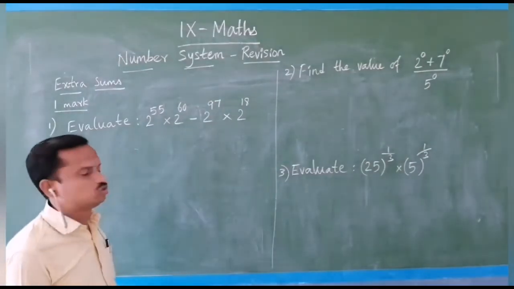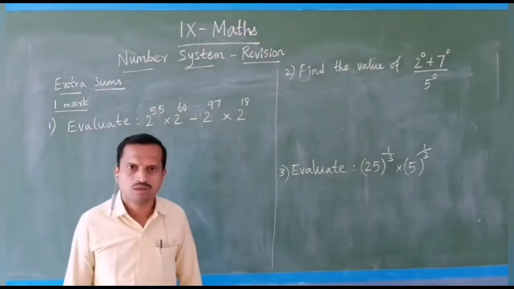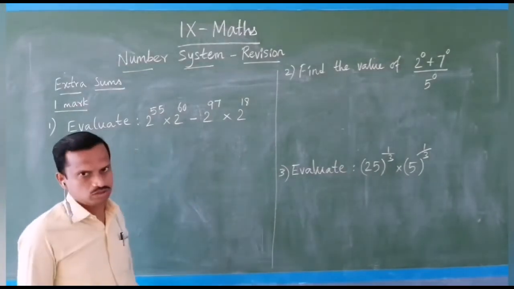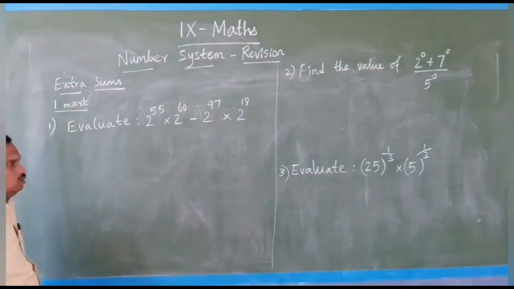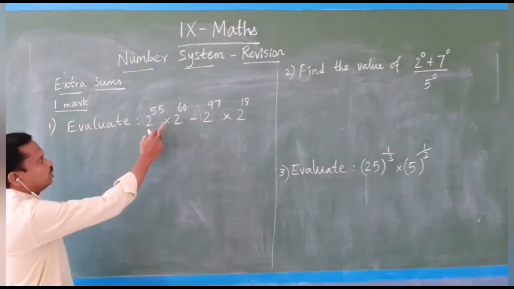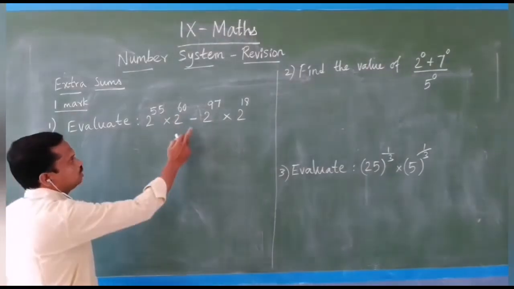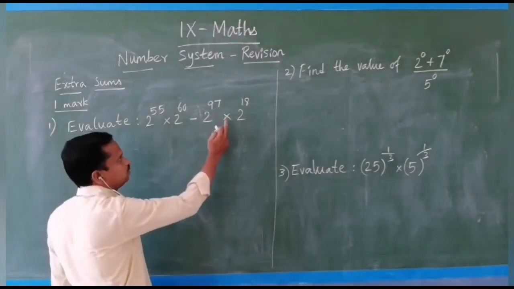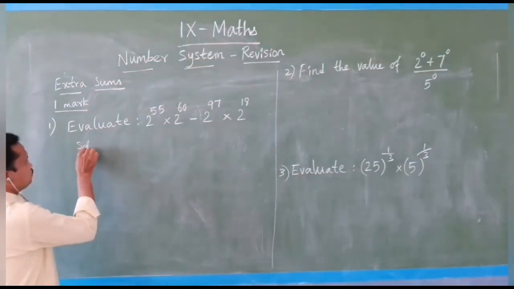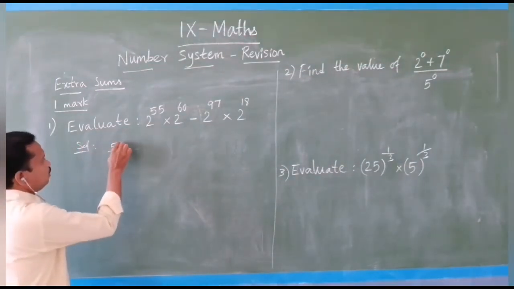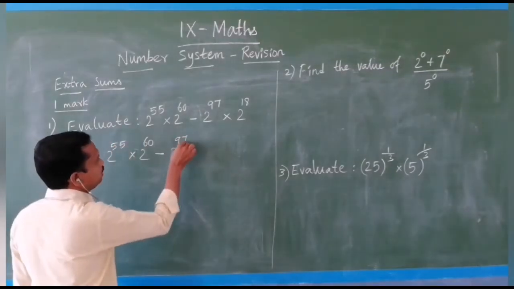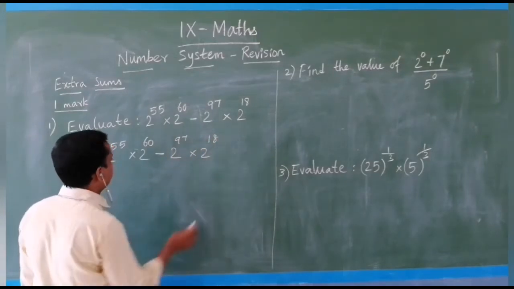And now we will see a few sums pattern wise: 1 mark, 2 mark, 3 mark, 4 mark, like that. So these are some extra sums. So first we see 1 mark. Evaluate 2 to the power 55 into 2 power 60 minus 2 power 97 into 2 power 18. So how to do this? Just 2 power 55 into 2 power 60 minus 2 power 97 into 2 power 18.